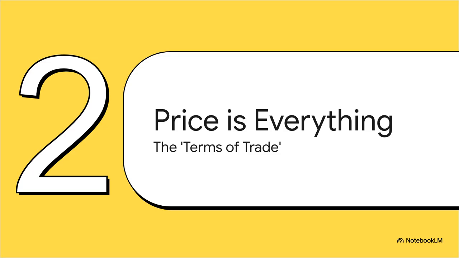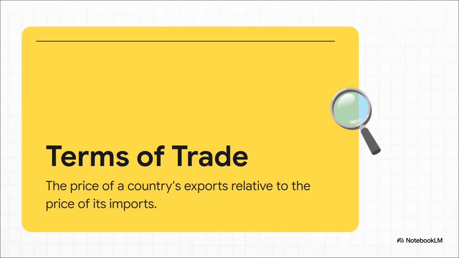All right, so trade is good, we get it. But the next big question is, how good is it? And are the benefits the same for everyone? To answer that, we need to talk about what might be the single most important concept in international economics. It's called the terms of trade, and it sounds technical, but it's actually pretty straightforward. It's just a ratio, the price of the stuff you sell to the world divided by the price of the stuff you buy from the world, how much you get for what you give.